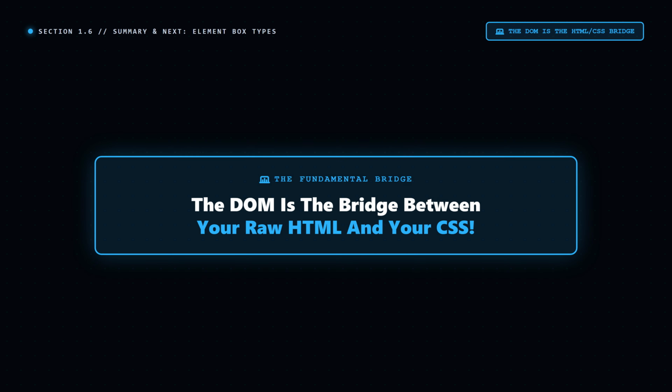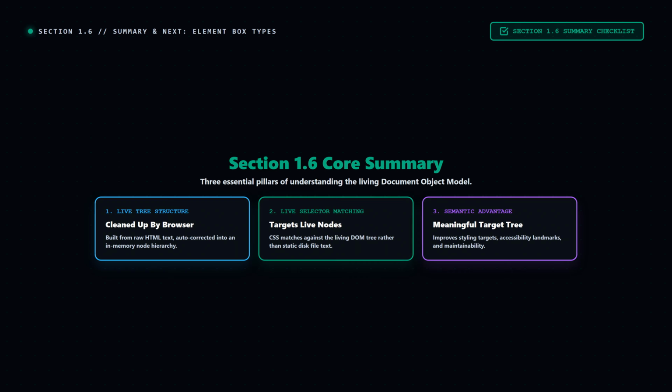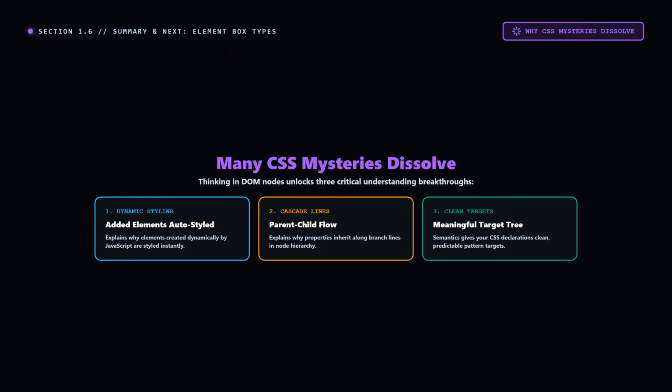The DOM is the bridge between your HTML and your CSS. It's a live, structured tree that the browser builds, maintains, and continuously matches your selectors against. Once you start thinking in terms of the DOM, not the raw file, many CSS mysteries dissolve. You understand why dynamically added elements are styled, why the cascade follows parent-child lines, and why using semantic HTML isn't just about good practice. It's about giving your styles a clean, meaningful target.